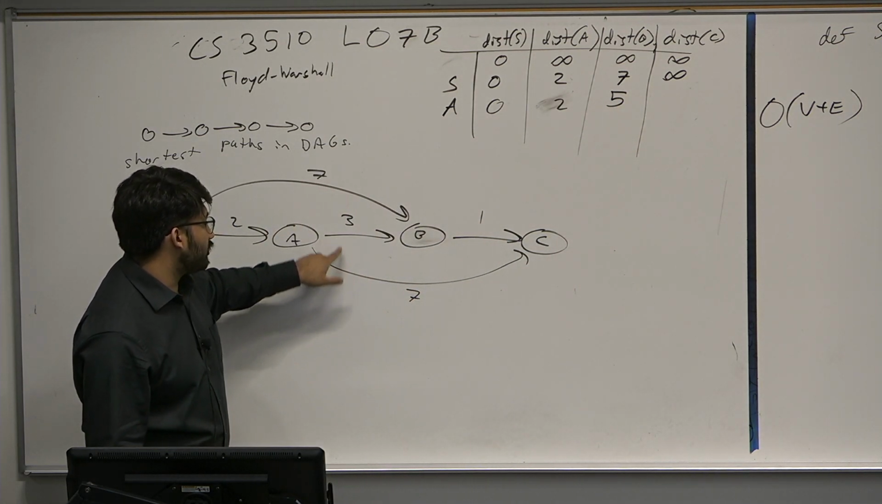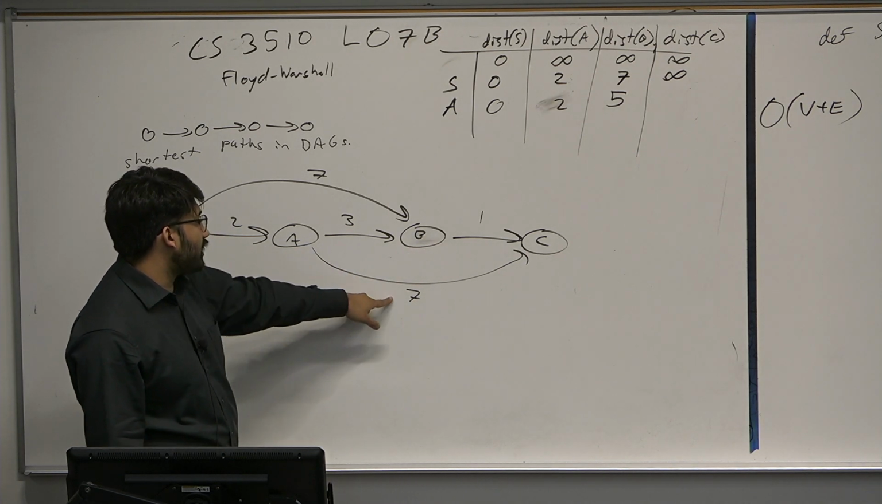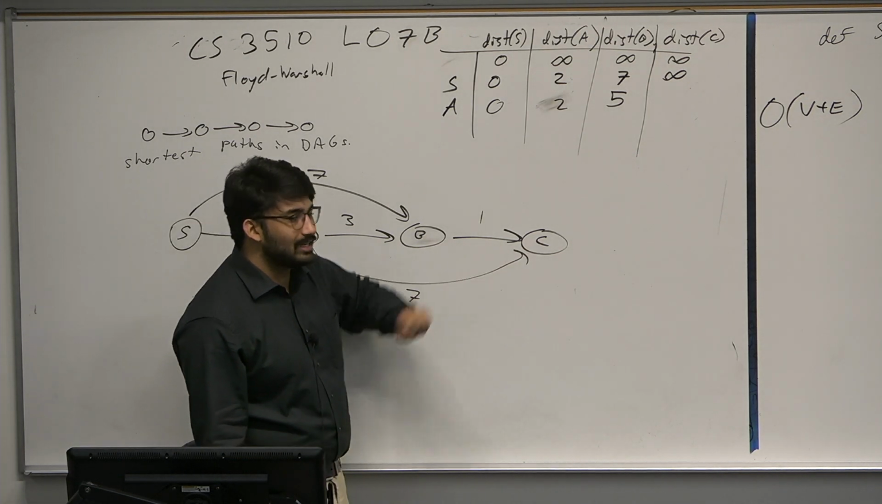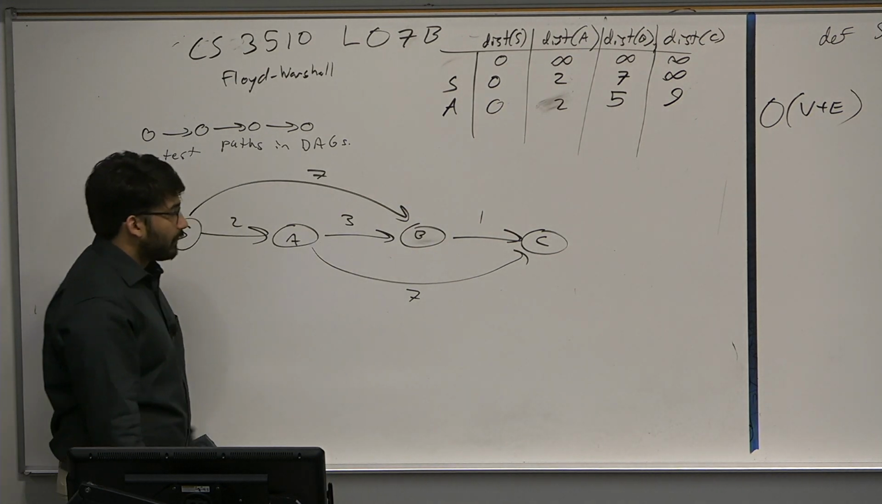This edge, we're going to look at this one and this one. So 7 updates C if C is greater than 2 plus 7. So 2 plus 7 is 9, which is less than infinity. So this is going to be 9. Okay. Now A is done. Now we're going to look at B.